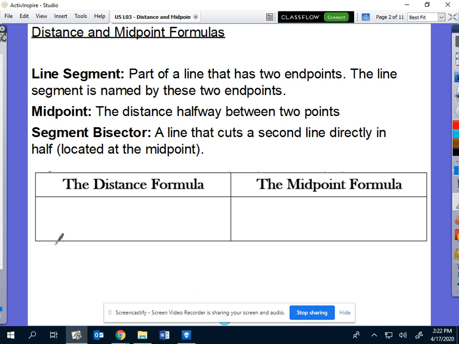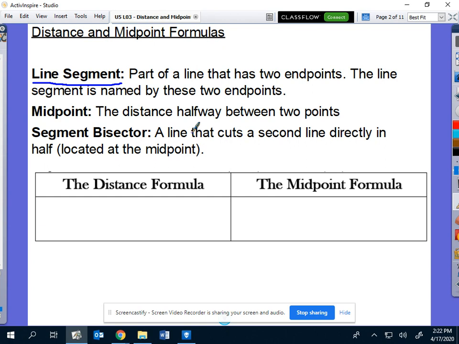For today, what we're going to look at are two different formulas. And we could just give you the formulas right off the bat, but I'd really like to make sure you understand how they're derived, where we got them from. So before we do anything else, I just want to make sure we understand a little bit of vocab.